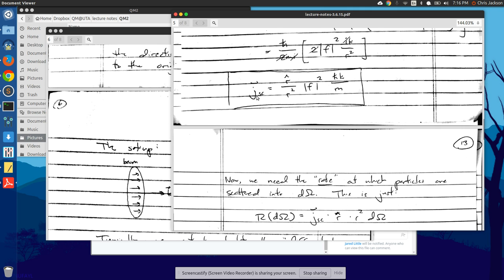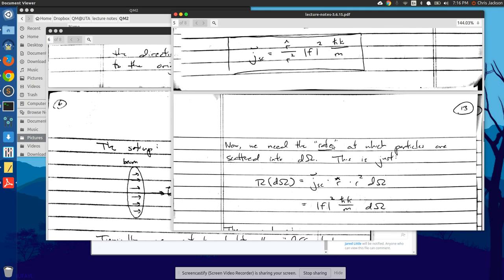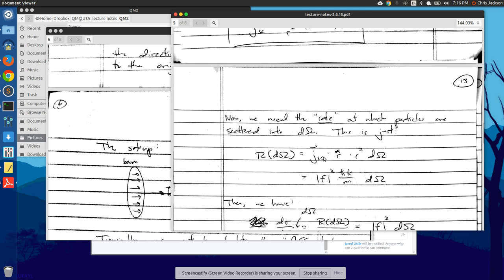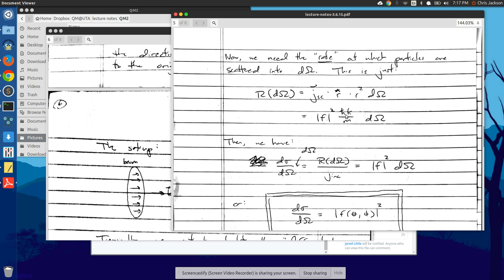So now that we have the scattered current, what we really want to compute is the rate at which these particles are scattered into this solid angle. And this is just given by taking our scattered piece and dotting it into the cross-sectional area of that detector. The cross-sectional area of that detector is given by r squared times d omega, and it points, if you will, in the r hat direction. So if I plug in for what J scattered is and take the dot product, I end up with this for the rate.